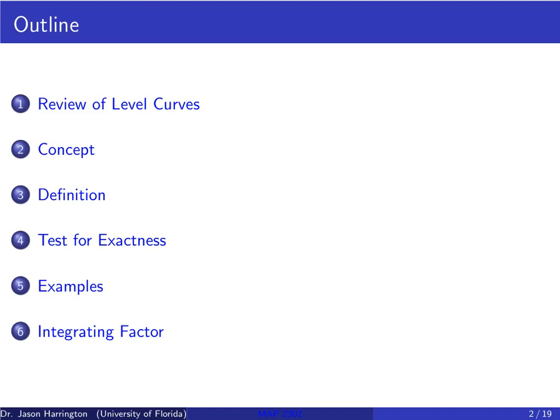Then I'll give you some more concepts behind it, the definition. Number 4 is actually pretty important because that tells you exactly how to identify exactness, so you can check to see if something is or is not exact. And then I'm going to do a few examples, and then I'm going to talk about what happens if you need an integrating factor to turn something that's not exact into something that's exact.